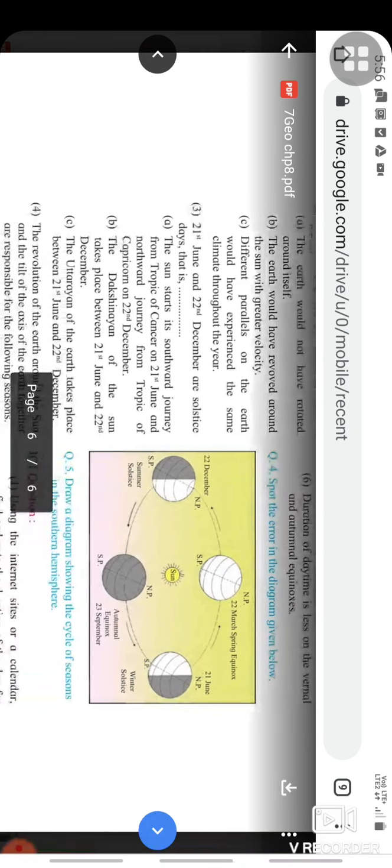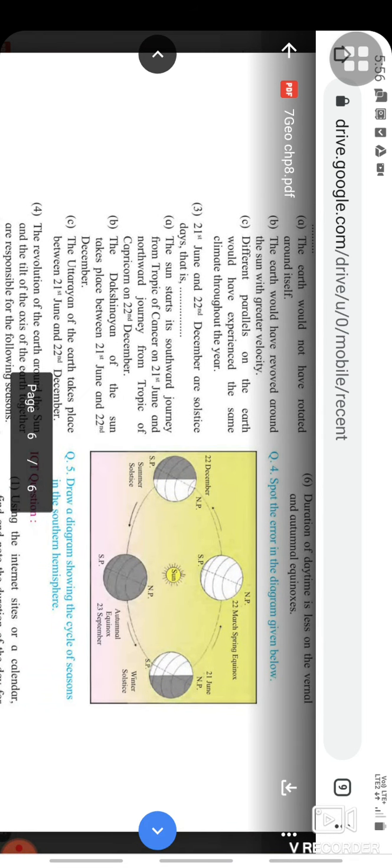Choose the option. The second point is, if the axis of the earth were not tilted, then option A, the earth would not have rotated around itself. Option B, the earth would have revolved around the sun with greater velocity. Last option, different parallels on the earth would have experienced the same climate throughout the year.